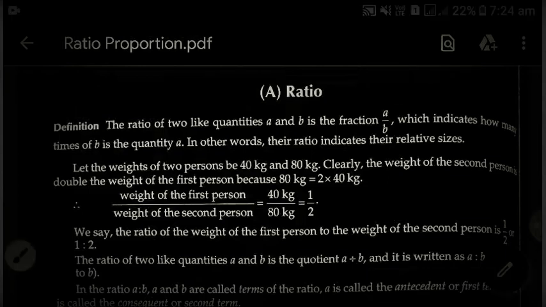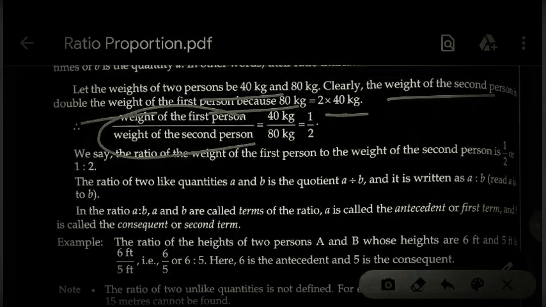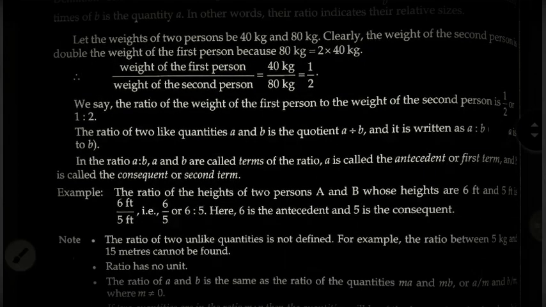Here, the weights of two persons are 40 kg and 80 kg. Clearly the weight of the second person is double the weight of the first person, because 80 equals 2 into 40. So weight of the first person divided by weight of the second person is 40 by 80, so that will be half. So weight of A is to weight of B equal to 1 is to 2. Then this 1 is to 2 can define a relation between their weights. So that kind of thing we talk about.